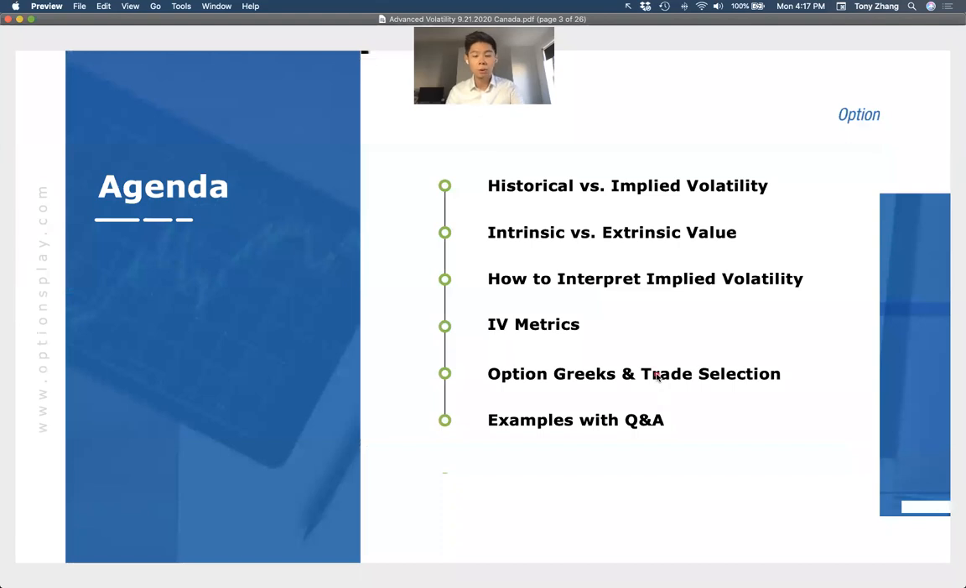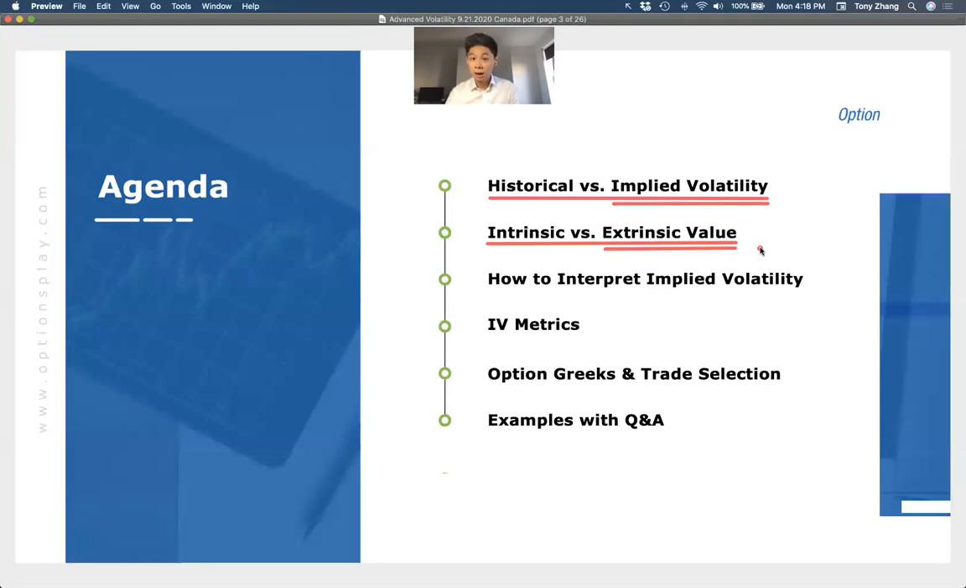So what we'll start off with is continuing our discussion that we had last time, which is the difference between historical versus implied volatility. And today we're going to spend most of our time looking at implied volatility, talking about what it is and how you're going to use it. In order to understand that, I'm going to first break down intrinsic versus extrinsic value of an option, because the extrinsic value of the option is really the volatility piece that we're focusing on.